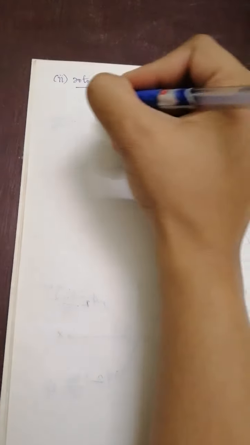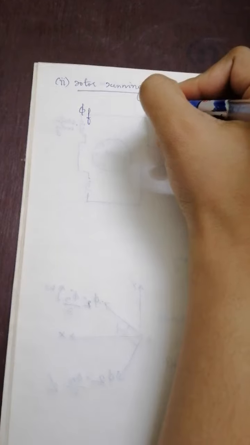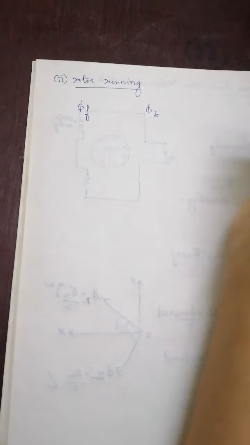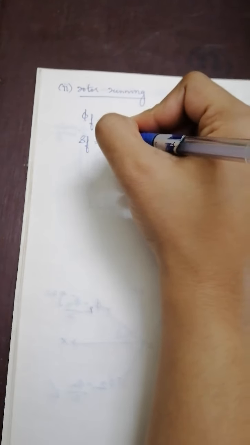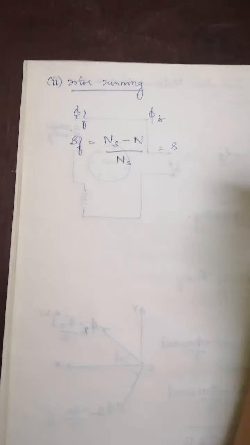Now let's assume that the rotor is started by providing some external force and it is rotated in the clockwise direction. Then the flux rotating in clockwise direction is the forward flux, and that rotating in the opposite direction is the backward flux. The slip with respect to forward flux is written as SF is equal to Ns minus N by Ns, which is equal to S itself.